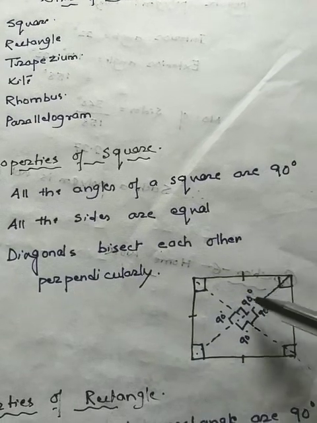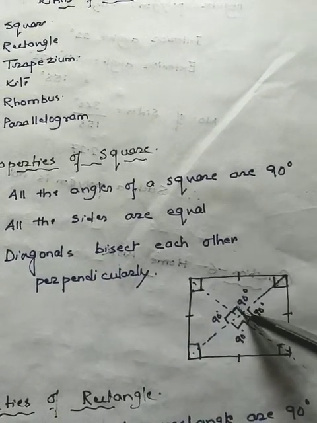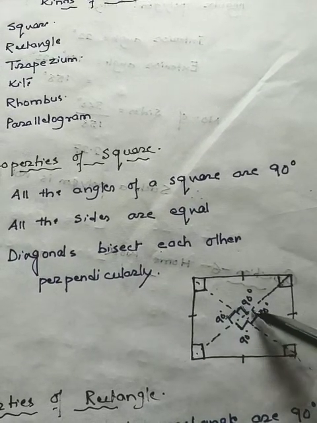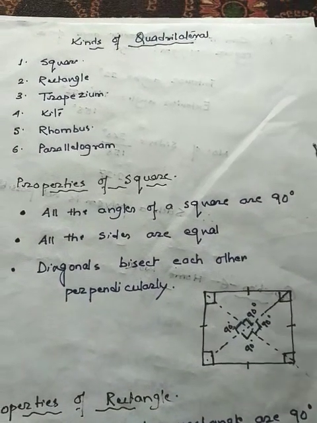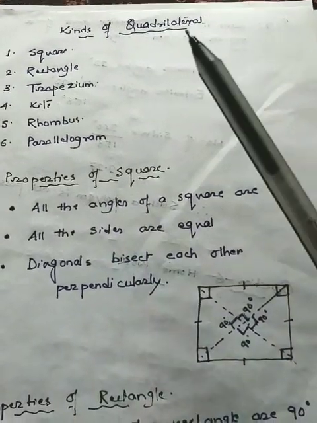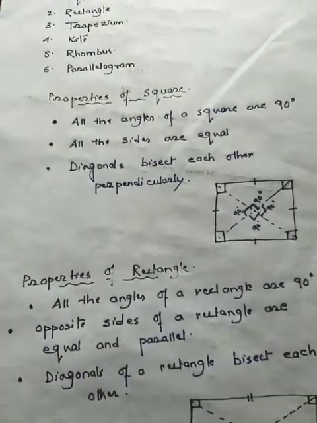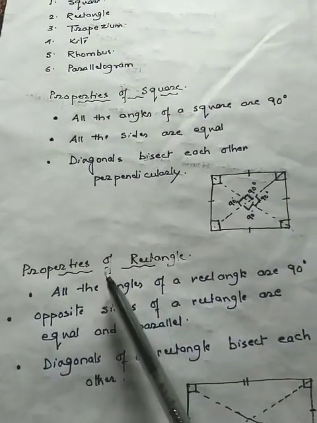Okay, and also they make 90 degrees. When they intersect, they make 90 degrees here, here, here, and here also. These are very important properties for your higher class students. So please be serious with the properties of all the quadrilaterals that I'm discussing in this session. Okay, now let's go to the next quadrilateral, that is rectangle.